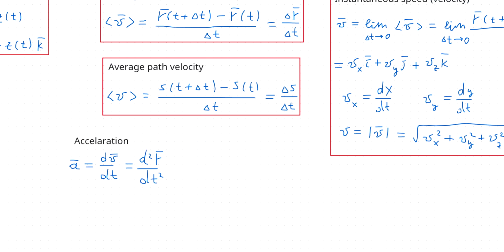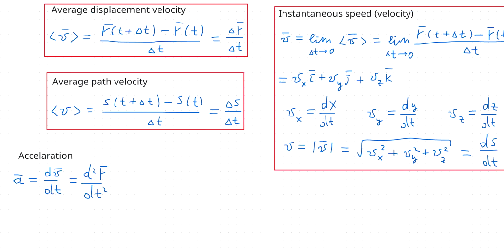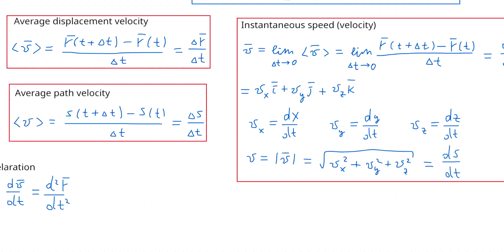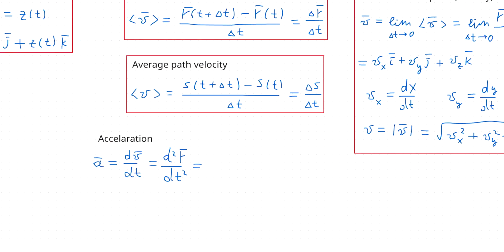And in the same way as it was done for velocity, we can write the coordinates of acceleration, Cartesian coordinates, ax, ay, and az multiplied by k.